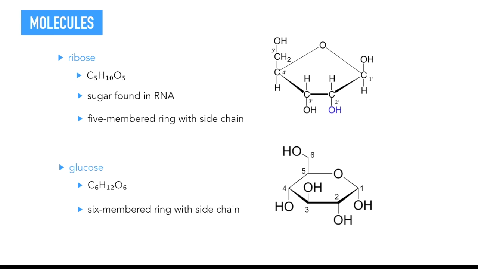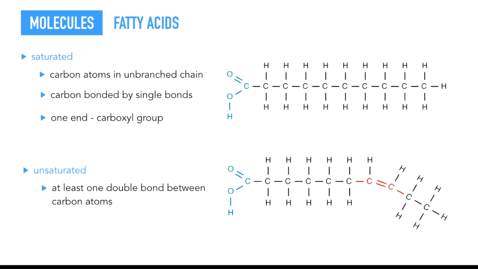Now, glucose is similar to ribose, except for the fact that it has one more ring and one more carbon. It has a formula of C6H12O6, and if you guys look at ribose and glucose, they both have an H to O ratio of 2 to 1, so they are carbohydrates. And glucose is a 6-membered ring with a side chain, so it has 6 carbon atoms.